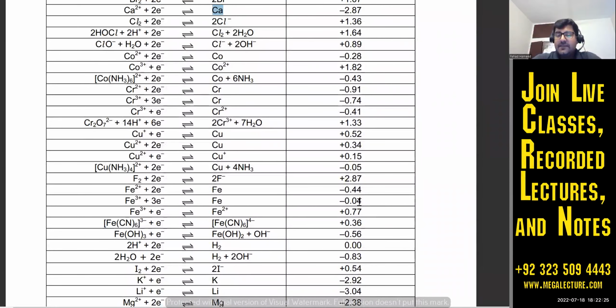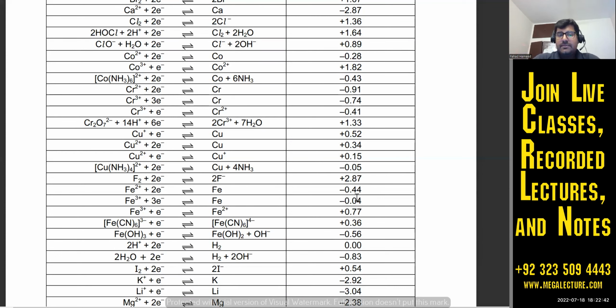And it's going to be relative. For example, if I compare copper, which is 0.52, and iron, which is minus 0.44. So if you compare 0.52 with that, it's going to be a relative value.